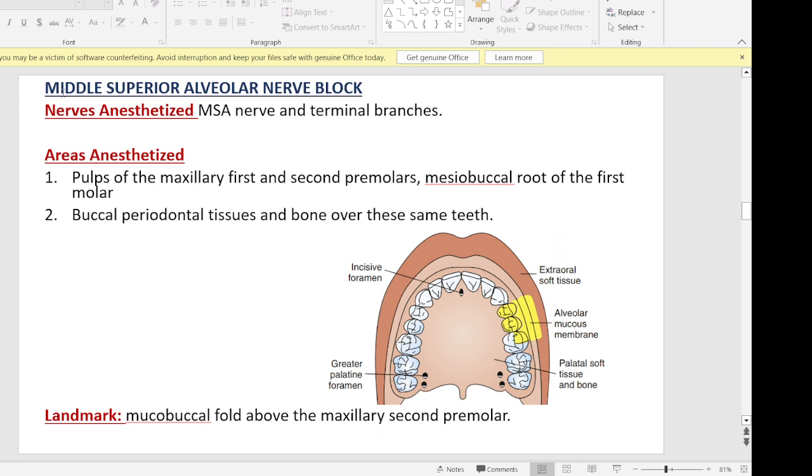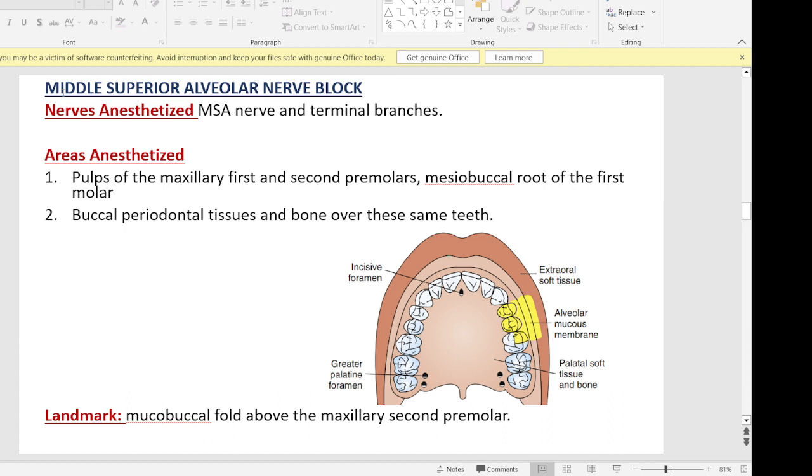Then the middle superior alveolar nerve block. The nerves anesthetized are the middle superior alveolar nerve and its terminal branches. Areas anesthetized are pulps of the maxillary first and second premolars and the mesiobuccal root of the first molar in 28% of cases, and the buccal periodontal tissues and bone overlying these same teeth.